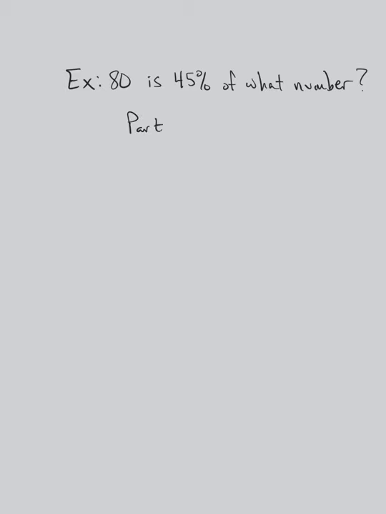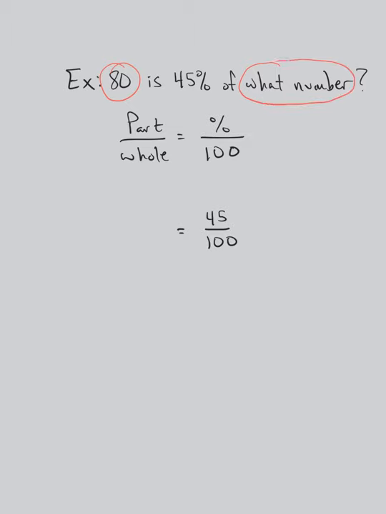We can just think about the part over the whole equal to the percent out of 100, like that. Okay, now if you notice, the percent is given to us, all right, and so we can write 45 over 100 over here on the right. The question is, which part in here is the part and which is the whole? Now notice we have these two things given to us. We have this 80. Okay, now the second part isn't given to us, but we have this what number, okay? And so remember, that's going to end up being our variable. We can call it x if we want to, okay?